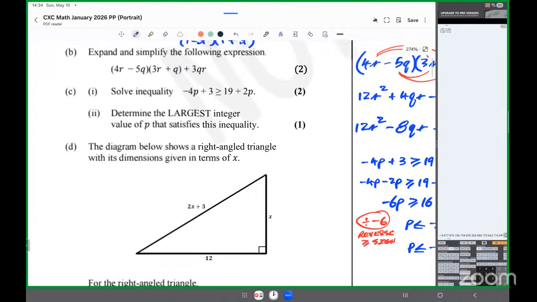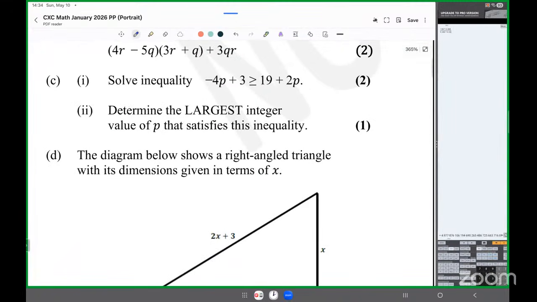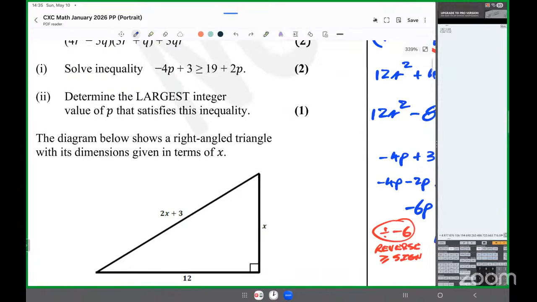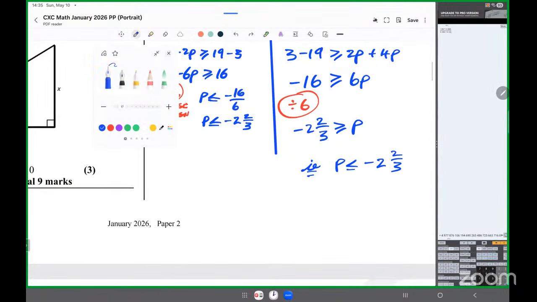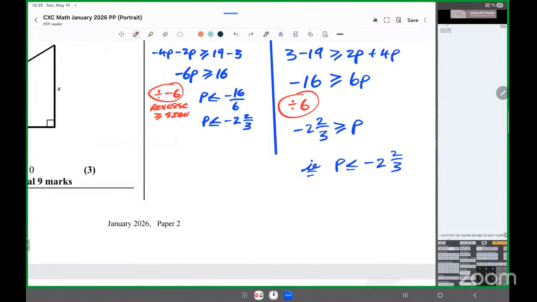Next part now says, determine the largest integer. Integer is a whole number. Value of p that satisfies this inequality. Now, the best way to do that is to show the solution on a number line and see what the first integer is going to be within the range that I give you. So let me draw a number line down here.